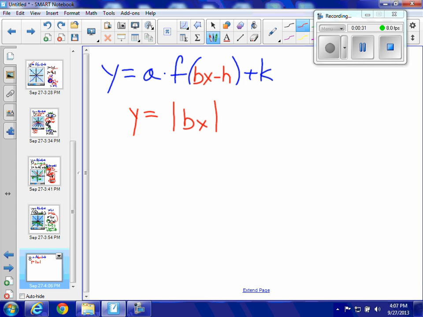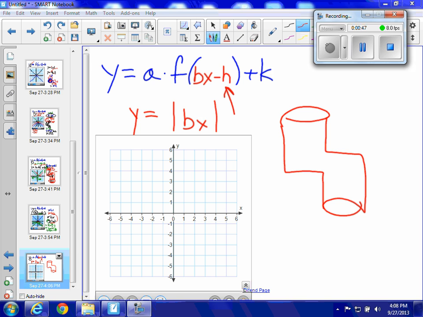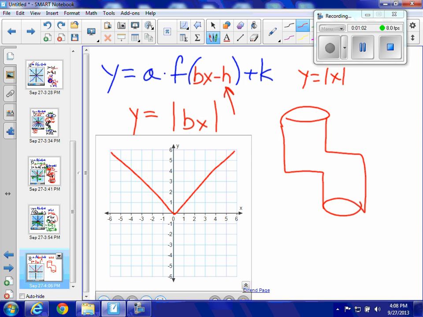So you can see that the b, just like the h, is inside the function. It's inside the parent function. It's inside the absolute value function. So what's this going to do? First I'm going to start with my parent function. There's my parent function. Parent function is y equals absolute value of x.